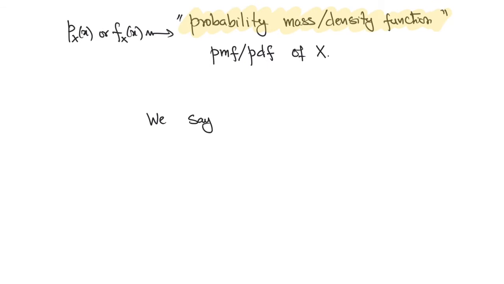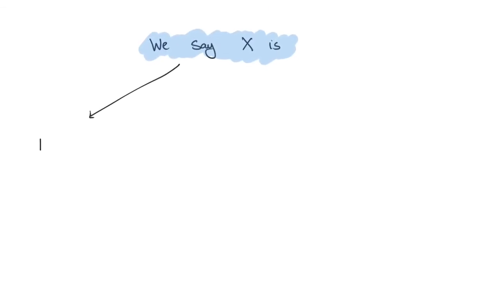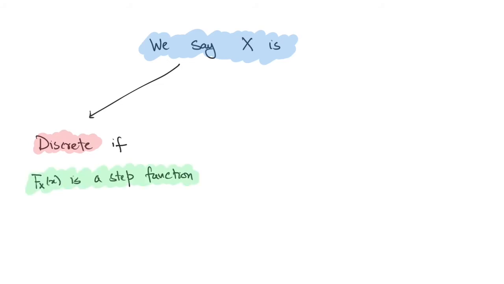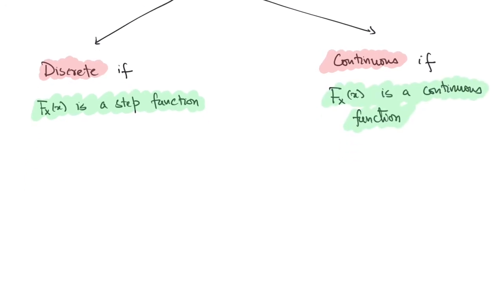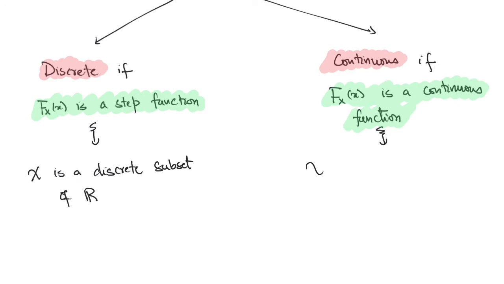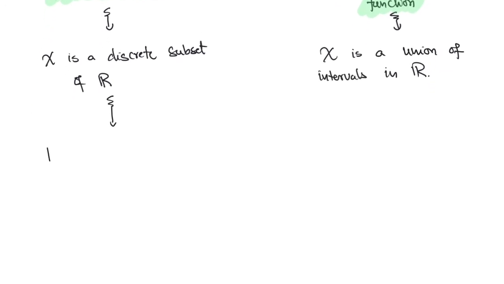We broadly classify the random variable X as discrete if the CDF is a step function, and we say that X is continuous if the CDF F sub X is a continuous function. In the case of the discrete random variable, the set of values is going to be a discrete subset of R. In the case of continuous random variables, it's going to be a union of intervals in R.